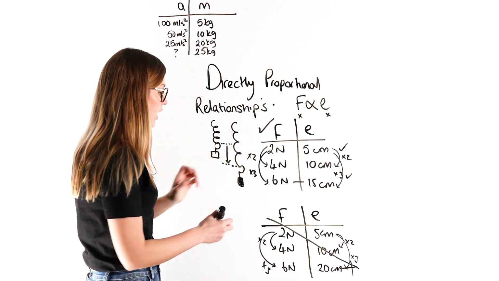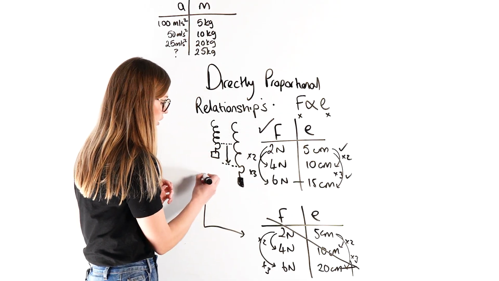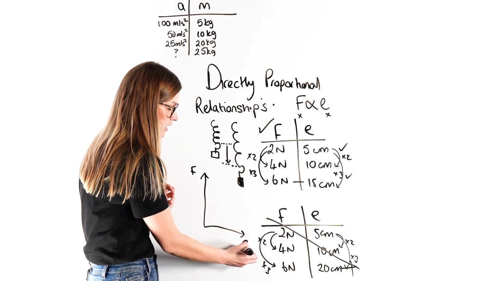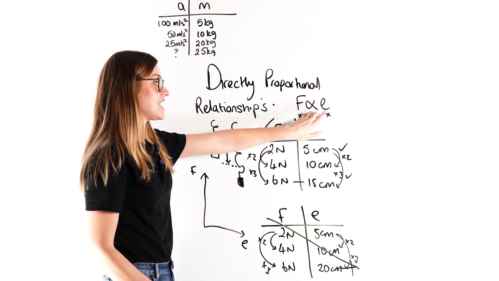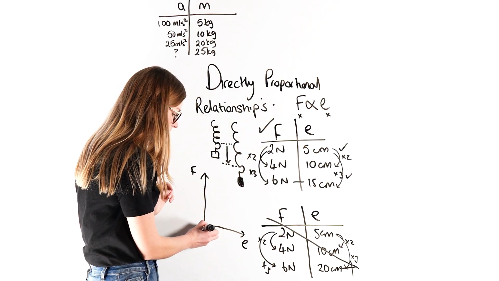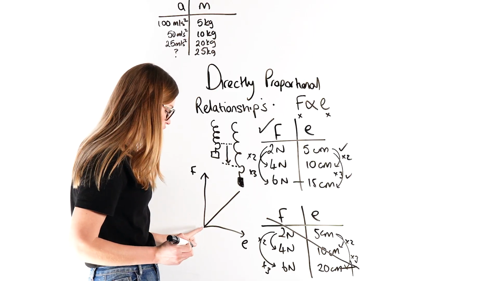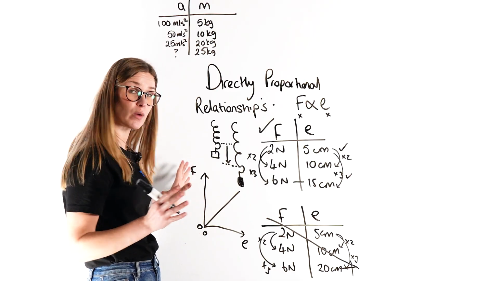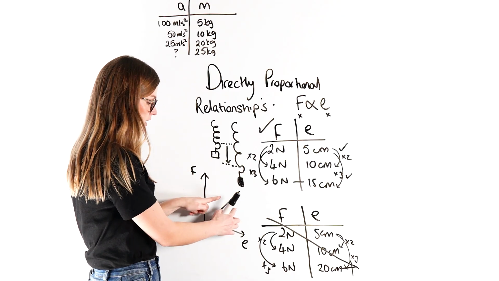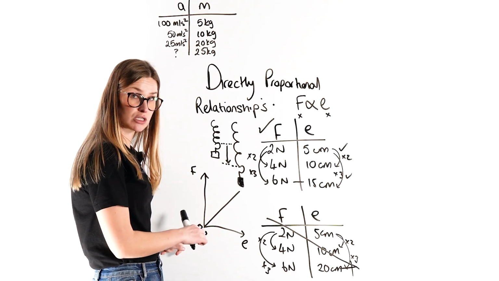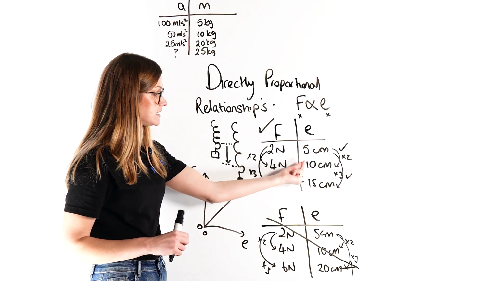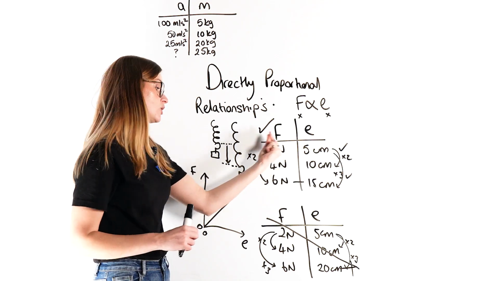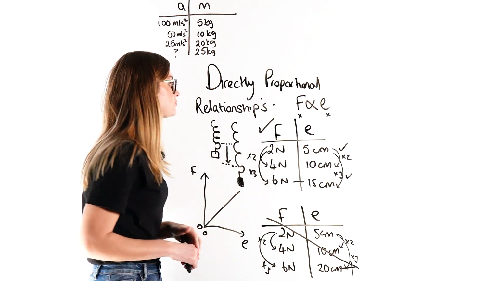So if we want to see how this would look on a graph of force against extension, when we plot a graph of something that is directly proportional, it will always give you a straight line that goes through the origin. And the origin is that 0, 0 mark. Okay, so one way to find it is to look at a graph: straight line through the origin, directly proportional. Or you look at the data and see if one number is doubled, the other number is doubled. If one number is tripled, the other number is tripled.